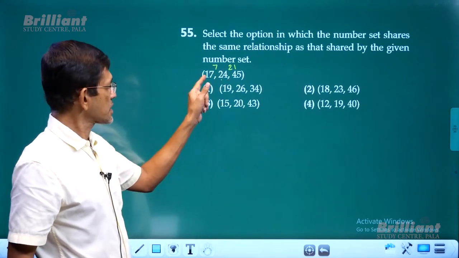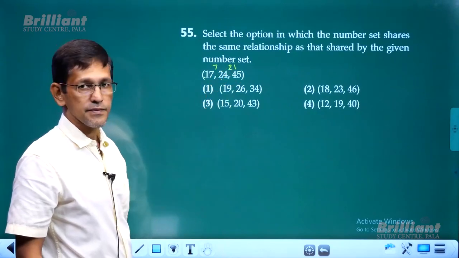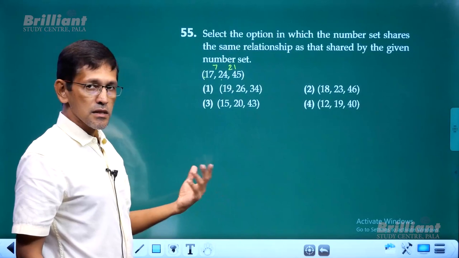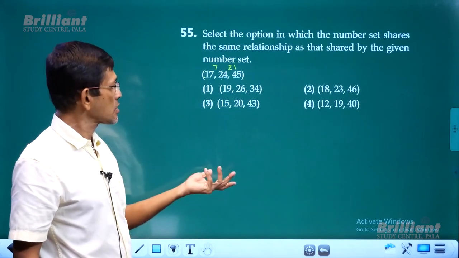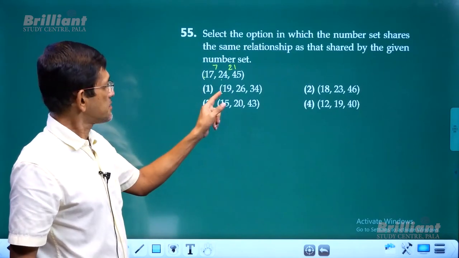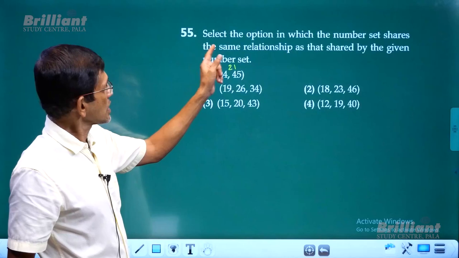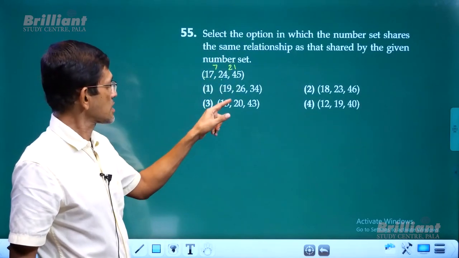Alright, so 17 plus 7 is 24, 24 plus 21 is 45. So that is the pattern we see at a glance. There could be other possibilities. We might look at those possibilities later if it doesn't work. And look at here. We are looking for a pair with the same relation.